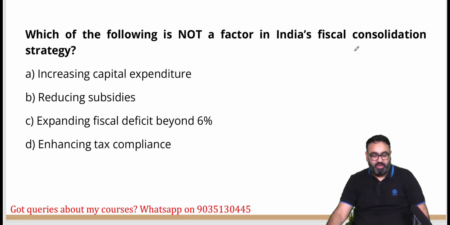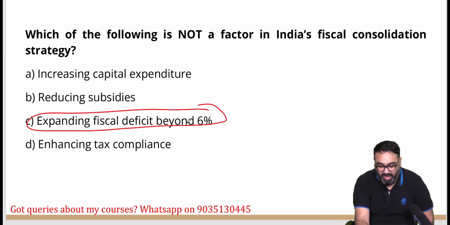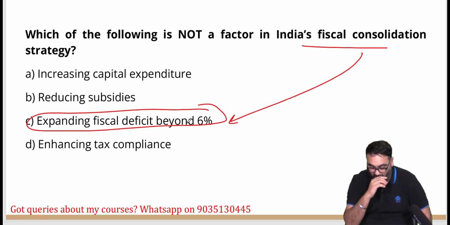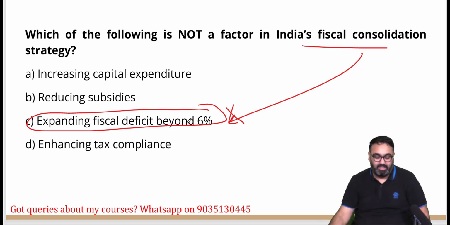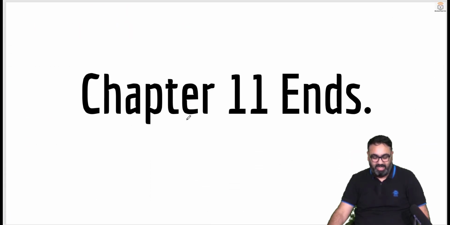One more, which of the following is not a factor in India's fiscal consolidation strategy? Increasing capital expenditure, reducing subsidies, expanding fiscal deficit beyond 6%. So this is the opposite. When you want to ensure fiscal consolidation, you want to cut down your fiscal deficit and not take it beyond. So you have to cut it down. This is not a factor. Others are things that the government of India has been trying to ensure. This was our chapter number 11.